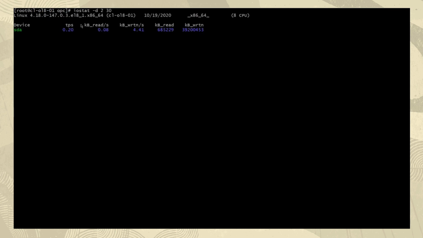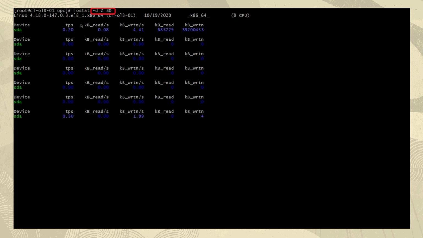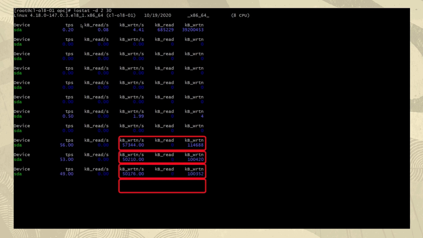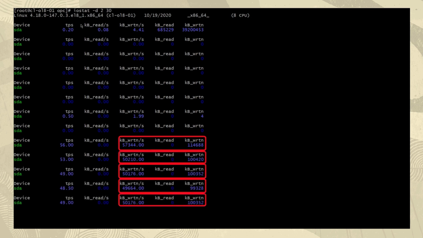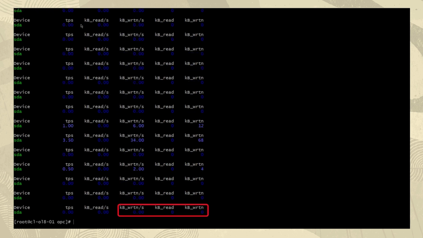Next, clear the screen. You can run multiple reports at different intervals by using interval and count arguments when executing the iostat command. This example displays 30 reports at 2-second intervals for all devices. As you can see, a large amount of data is being read then written to the sda device. And then it finally finishes reading and writing to device sda.